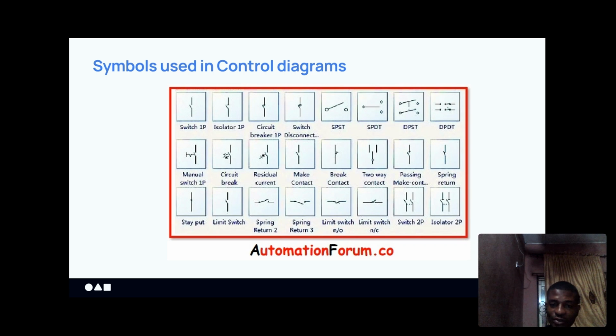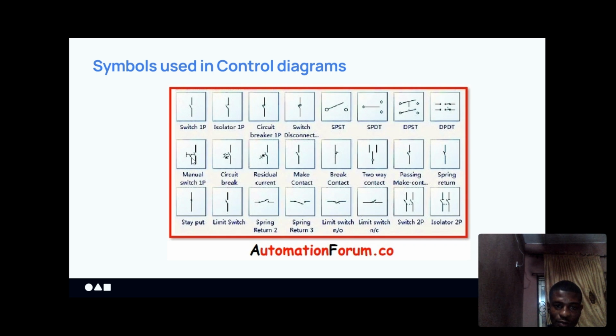So it has just one common, but it has two throws. Either of them can be normally closed or normally open. This one is a double pole double throw. Like this, this is for a circuit breaker, a thermal switch. Then we have a manual switch too.